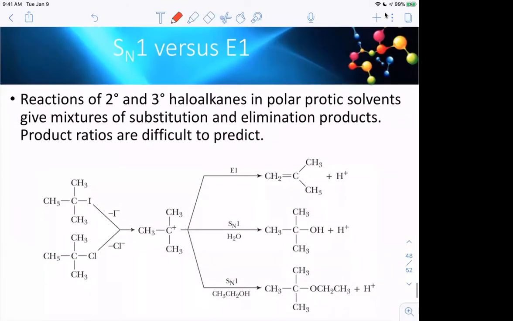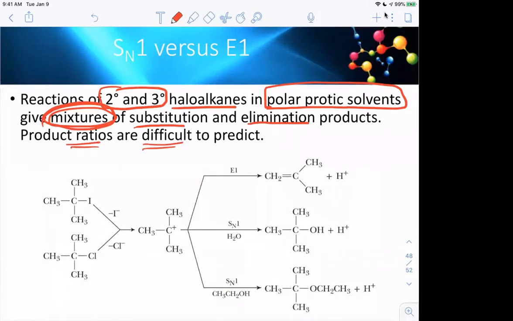So let's look at SN1 versus E1. Remember, they went through a carbocation, and how do I get one versus the other? If I have secondary and tertiary haloalkanes, and I have polar protic solvents, I'm going to get mixtures of substitution and elimination. These product ratios are very difficult to predict.